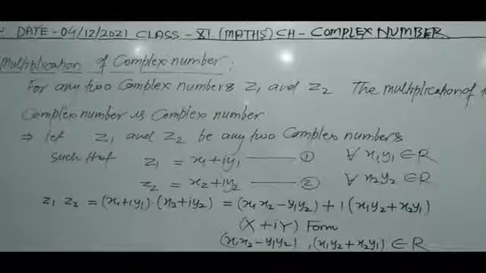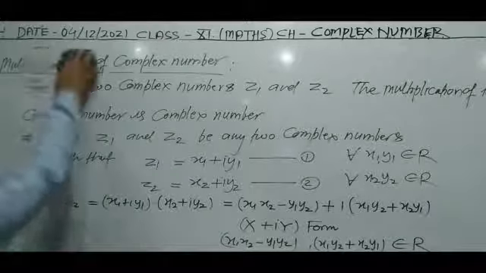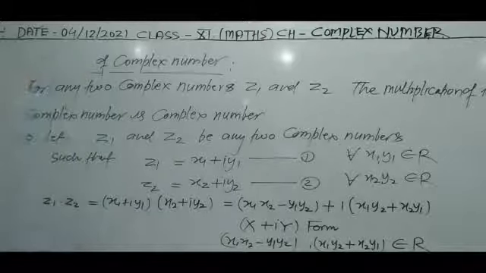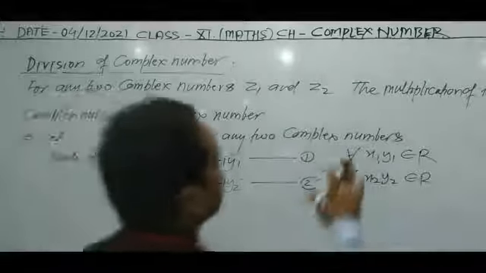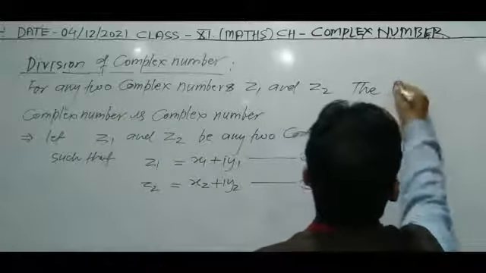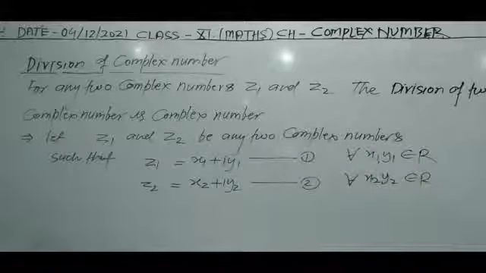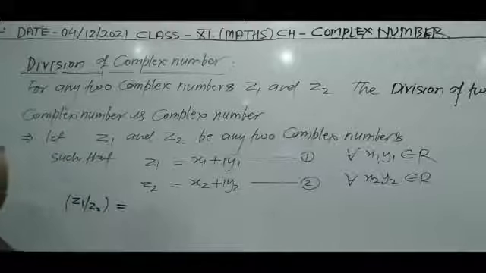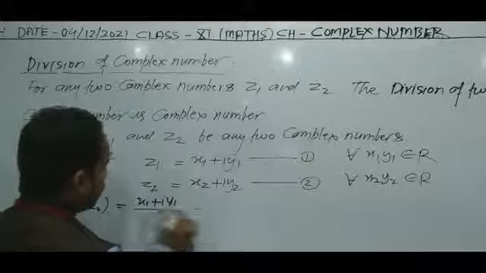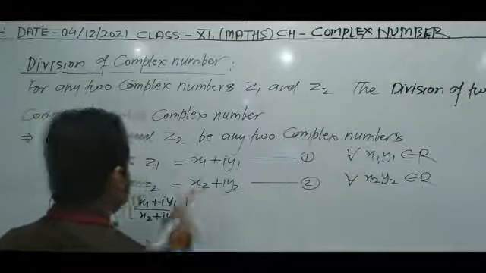Now I will come to the next heading, division of two complex numbers. So for any two complex numbers, the division of two complex numbers is complex. So see here proof. So Z1 divided by Z2, this result will be X1 plus i times Y1 whole upon X2 plus i times Y2, and you have to rationalize by X2 minus i Y2.